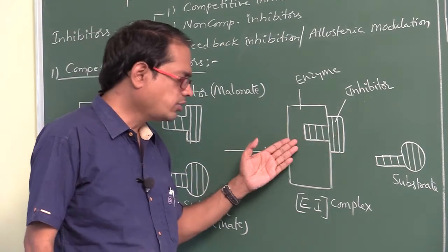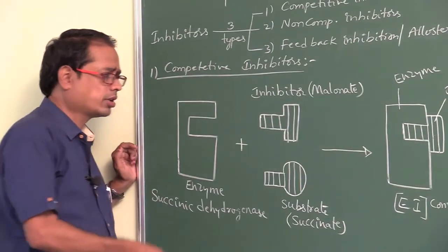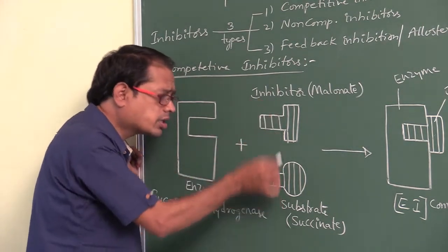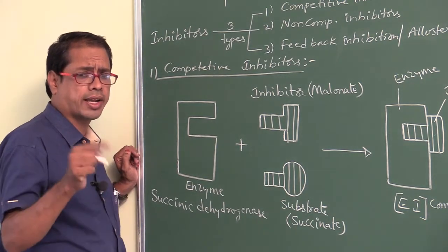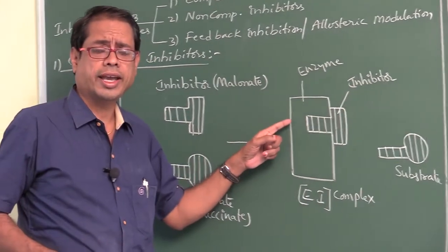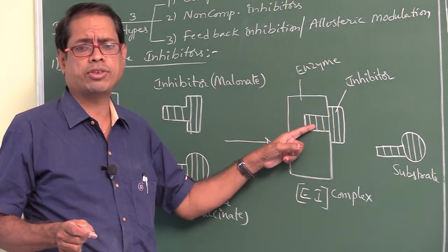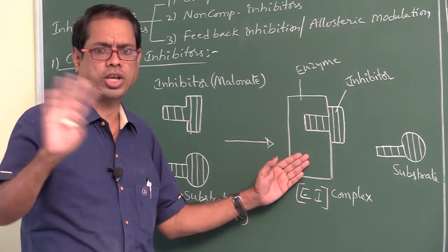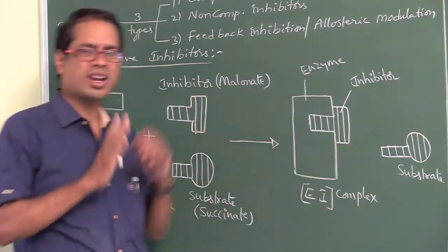This is the so-called enzyme inhibitor complex. The points you have to remember: both substrate and inhibitor structurally resemble each other. Second point, the inhibitor is attached to the enzyme at the active site of the enzyme. The shape of the enzyme is unchanged. Right. What are the examples?